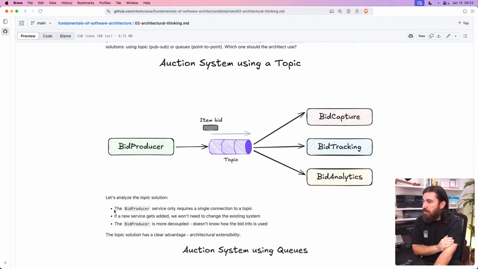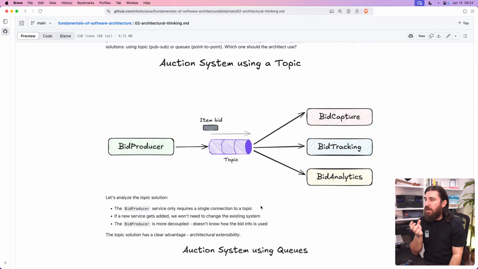Yeah, and so the pros are that the bid producer only requires a single connection to the topic, right? That's important. If a new service gets added, like bid history, for example, we're not going to need to change the existing system. We don't need to update the bid producer. We just need to add the bid history and subscribe it to that specific topic, and that's it, right? And this way the bid producer is more decoupled, and it doesn't know how the bid info is used. So the clear advantage of this architecture is architectural extensibility, right?